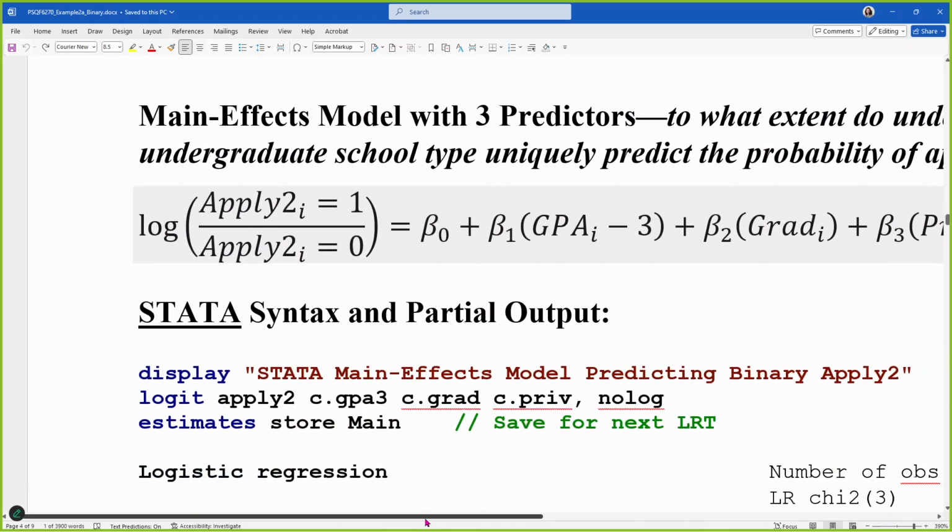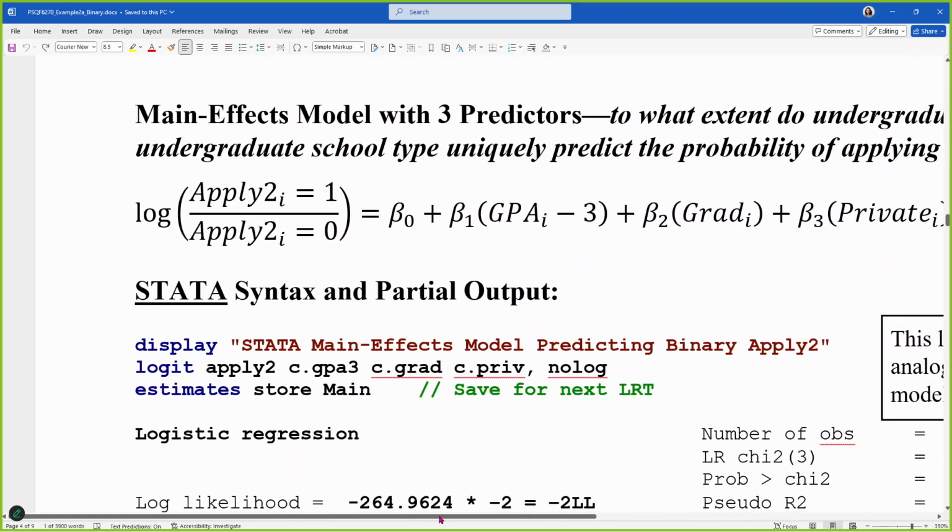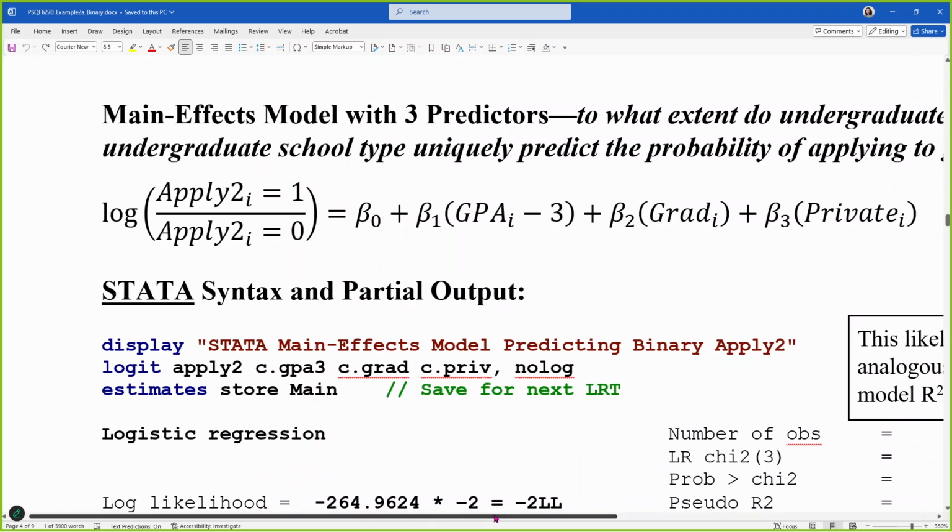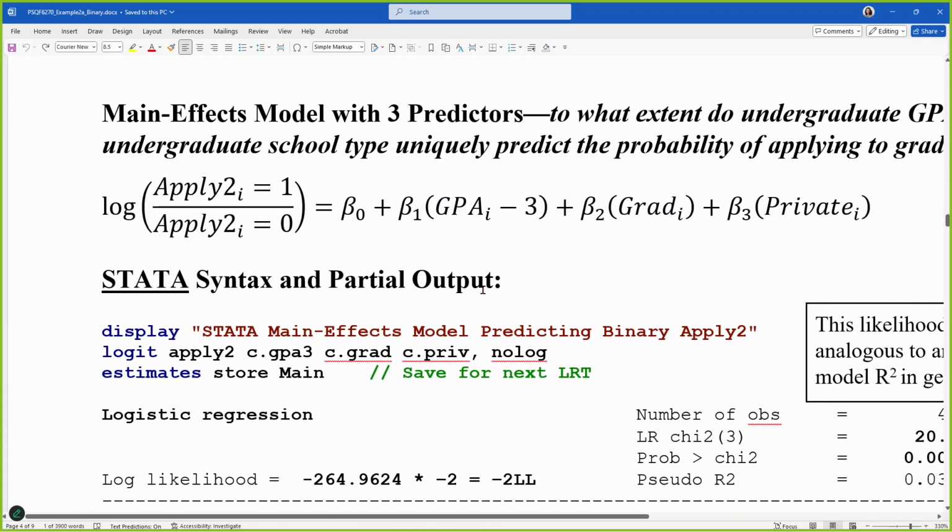Okay, let's see some predictors. So a main effects model, meaning each predictor without an interaction term, because this is hard enough, right? You're like, what? You're going to do interactions with logits? Are you kidding me? Yeah, we are. Bring it. So I'm predicting the logit, the log of the odds of the probability of going to grad school.